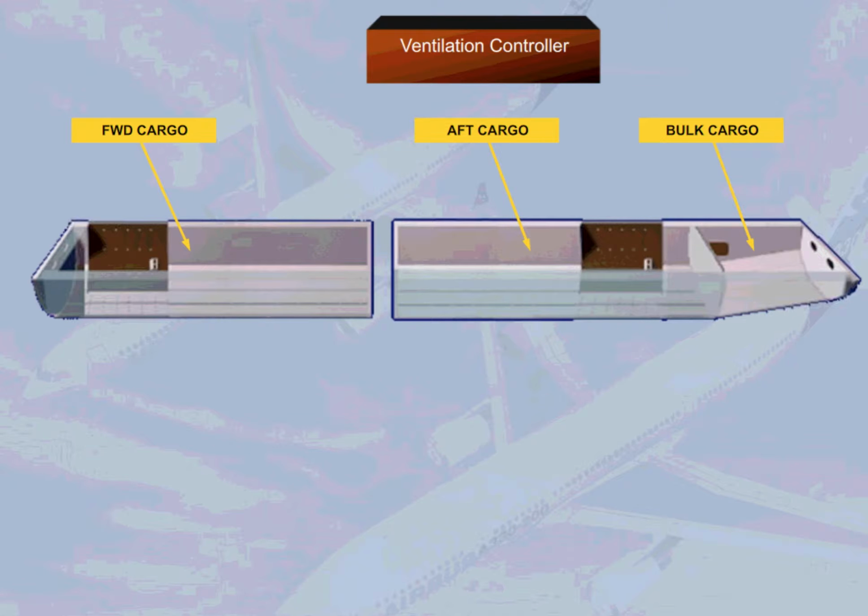The long range has 3 individual cargo compartments: forward, aft, and bulk. The ventilation and heating system to these compartments is controlled by the same computer called the ventilation controller, which has 2 channels. Channel 1 is active and channel 2 is a backup. Let's start with the bulk cargo compartment.